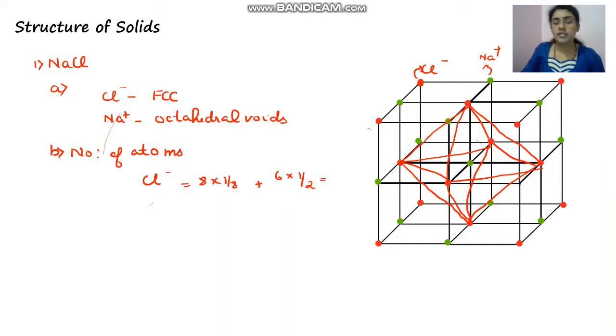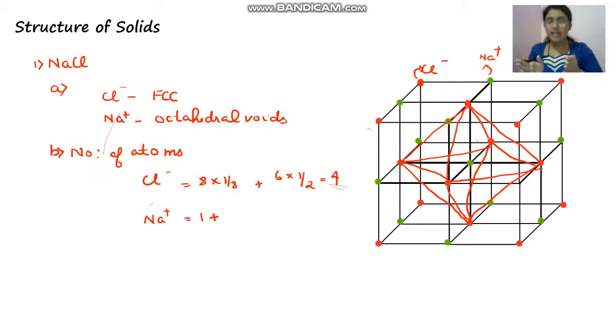Now if I consider the case of Na plus ions, right at the center we have one atom, so that would be one as such. The one at the octahedral void that is shown here in the picture would be one. And the next one is at the edges, not at the corner. Corner atoms are shared by 8 unit cells, but atoms at the edges are shared by 4 cubes. 4 different cubes would be sharing that edge atom.